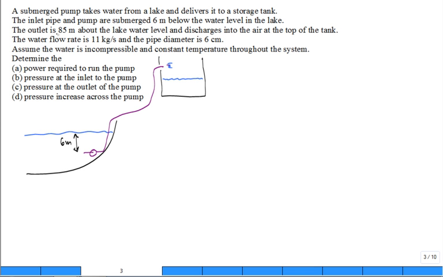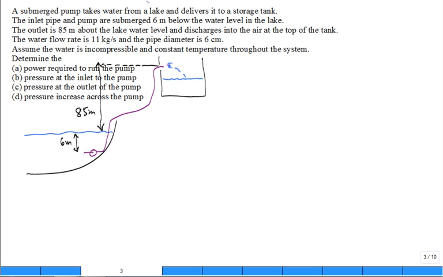The outlet is 85 meters above the lake water level, not above the pump, but above the lake water level. So the outlet is 85 meters, and it discharges into the air. So it's just going to be spit out that pipe, and then it would fall into another tank.